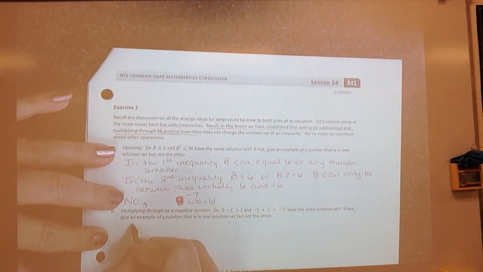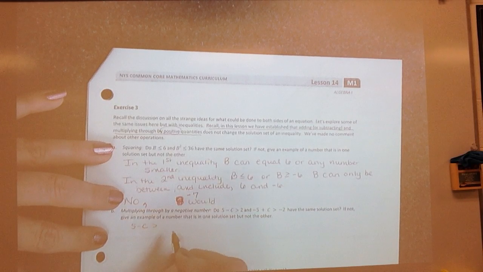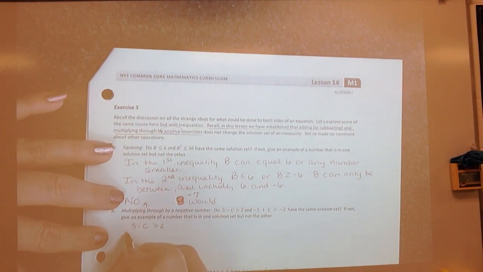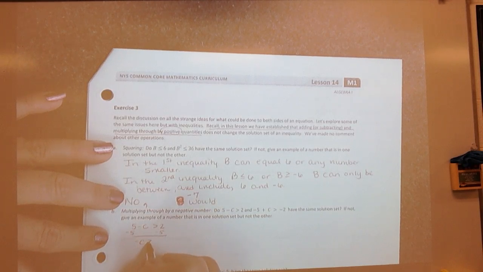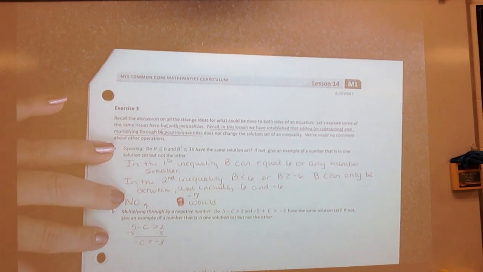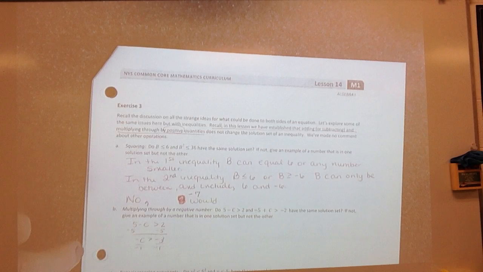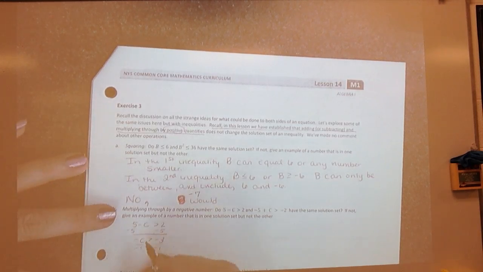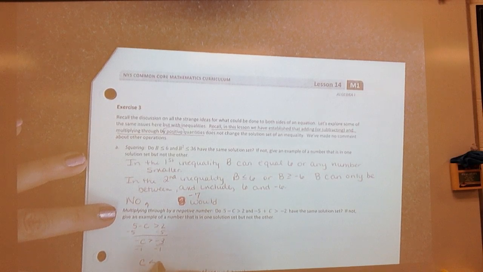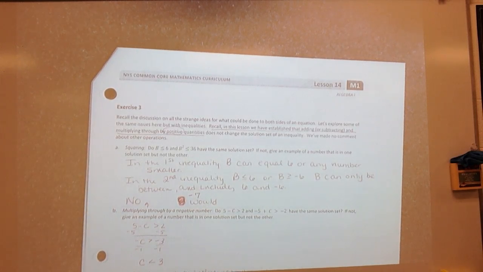So 5 minus c is greater than 2. If I subtract 5 from both sides, I have negative c is greater than negative 3. I have to divide by a negative 1. When I divide by a negative number, my inequality sign changes. So c is less than 3.